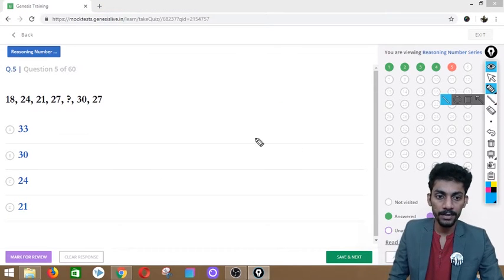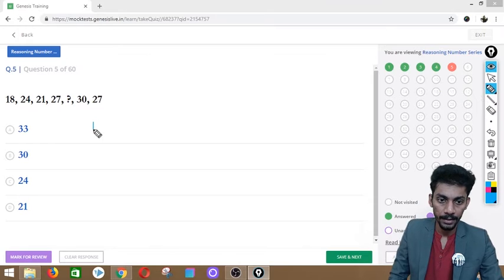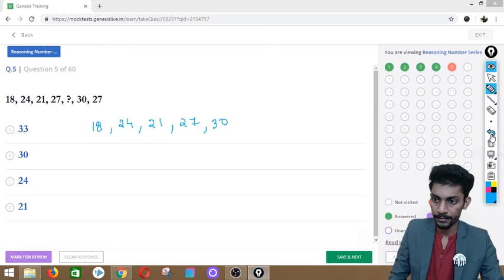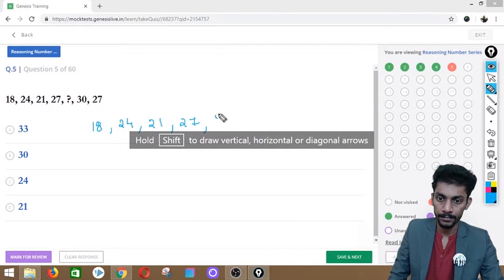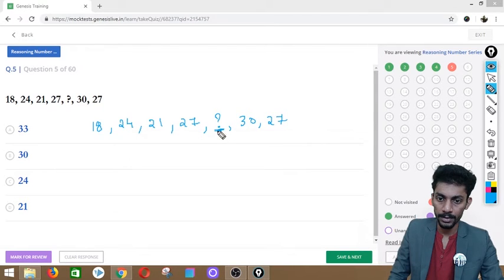Next question, that is question number 5. What does question number 5 say? 18, 24, 21, 27, 30. Sorry, there is a question mark here. Comma 30 and 27. This is the question asked.